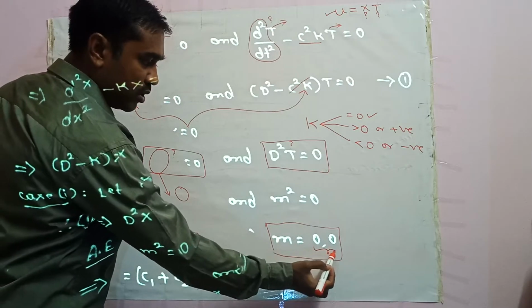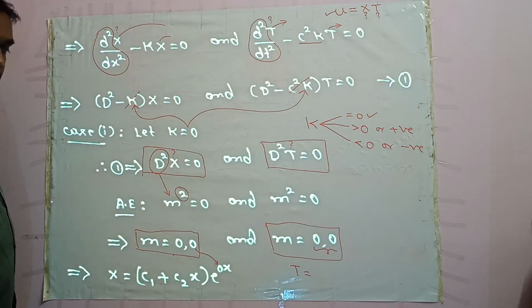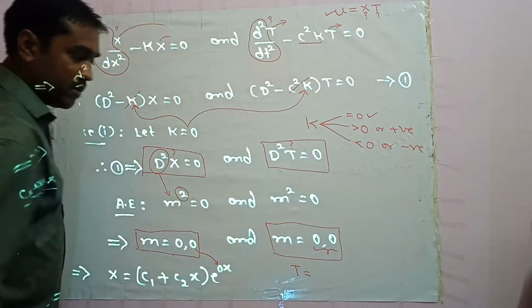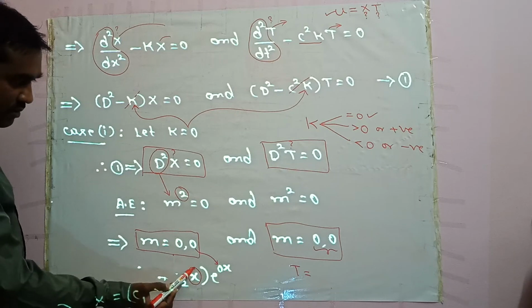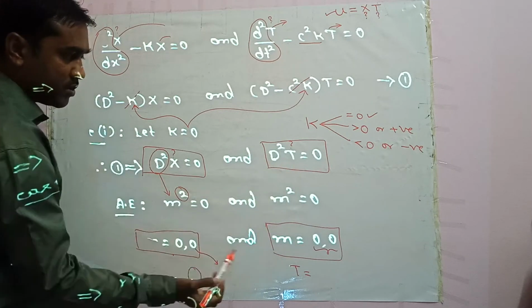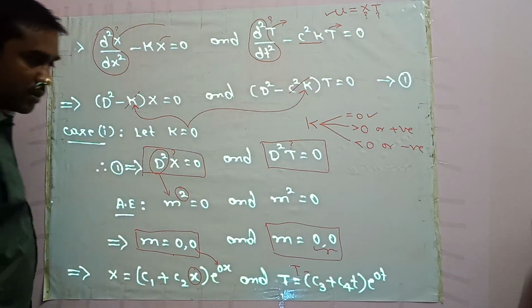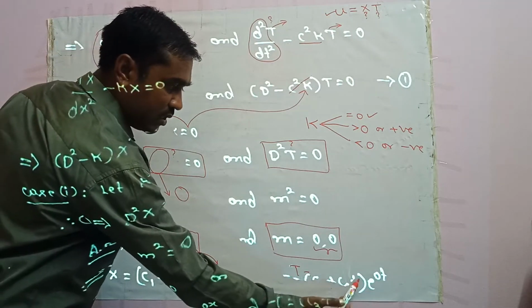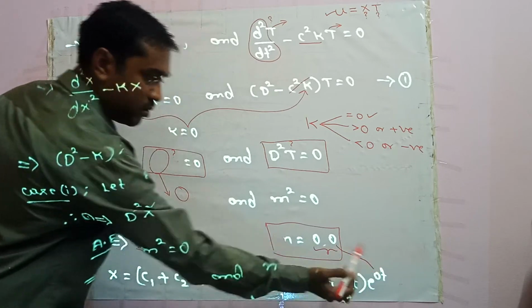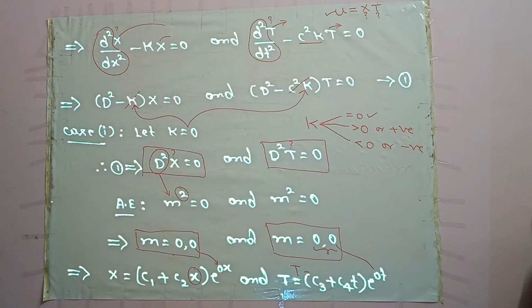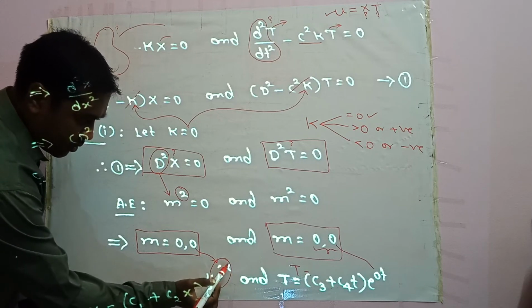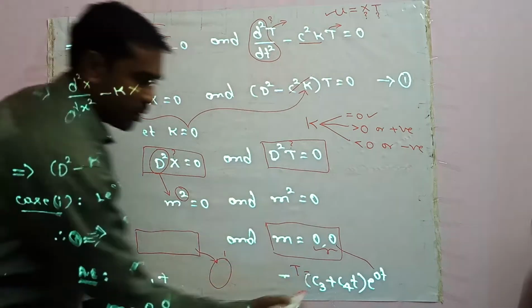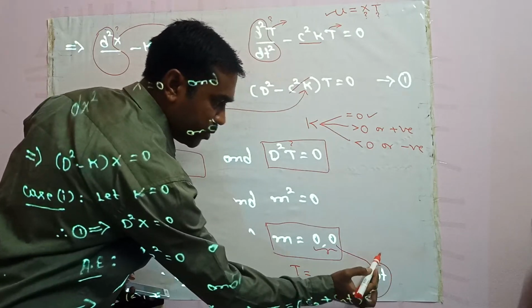And since here also the roots are repeated and real, what is the CF? The same thing will come. Only thing is, instead of x, small t will come. Here (c3 plus c4 t) e to the power 0t. Here e to the power 0x will be 1 and e to the power 0t will be 1.